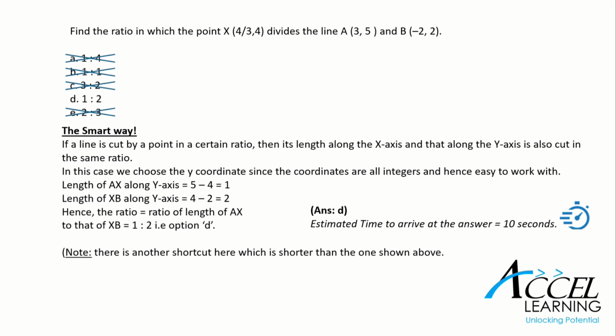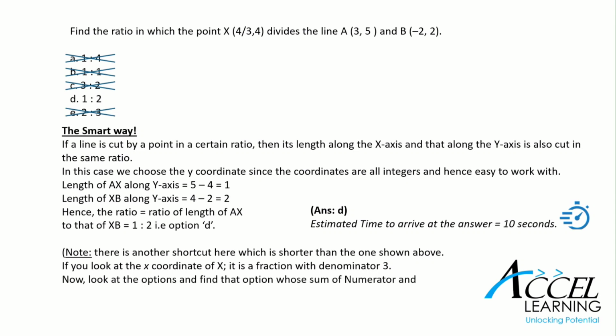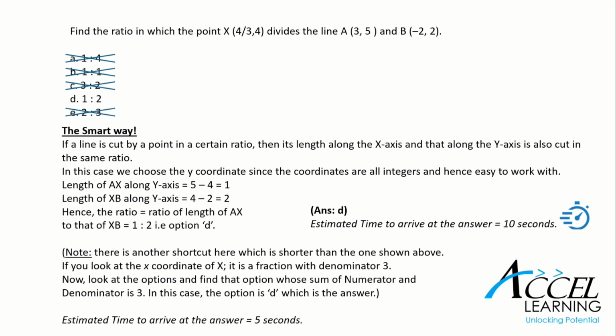There's also another shortcut here, which is shorter than the one shown above. If you look at the x-coordinate of X, it is a fraction with denominator 3. Now, look at the options and find the option whose sum of numerator and denominator is 3. In this case, the option is D, which is the correct answer. And the estimated time to arrive at the answer using this method is 5 seconds.